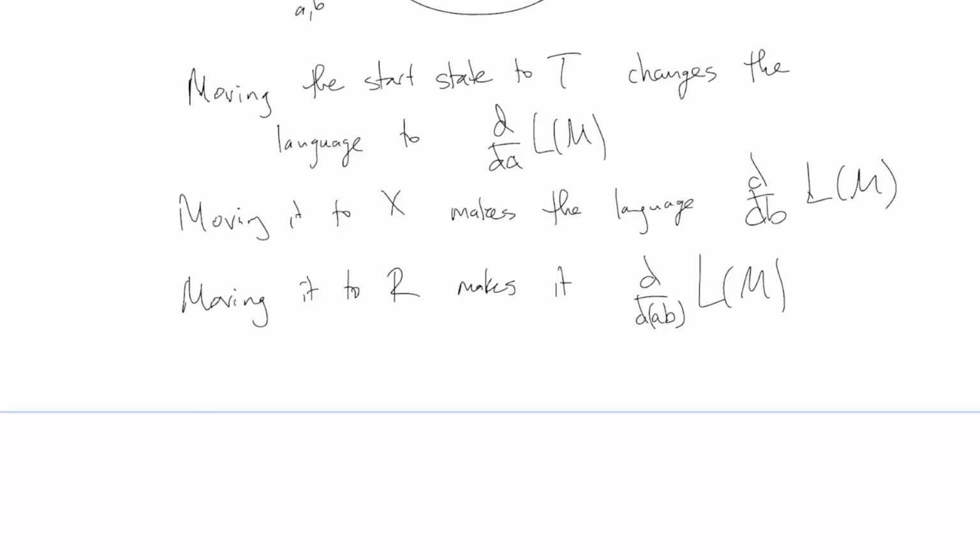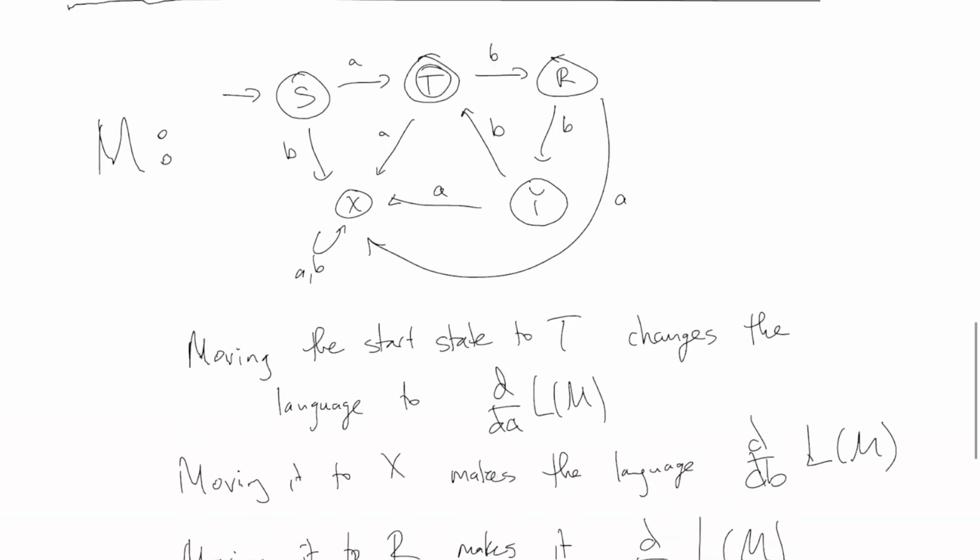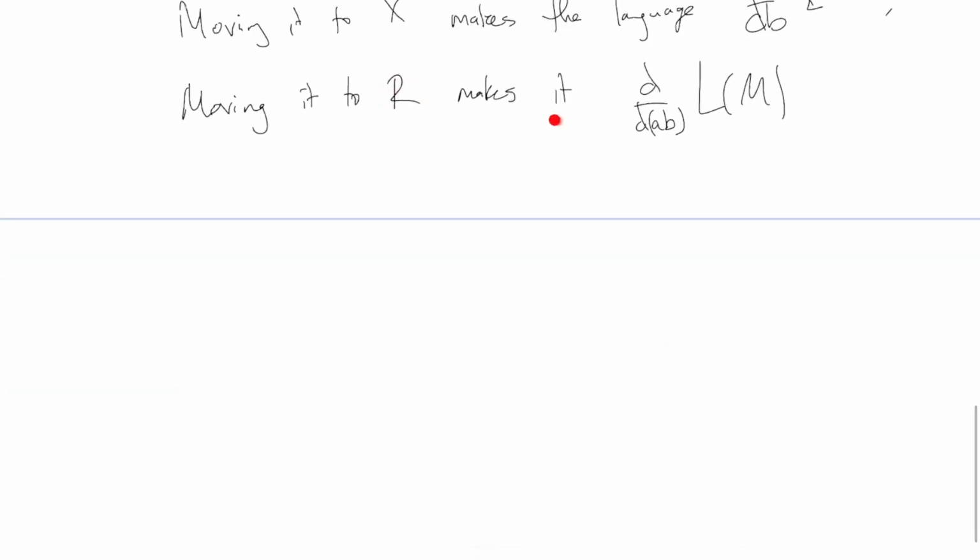Now, in this particular example, here's something interesting. Moving it to R makes it into this derivative. That's why AB? It's because the way to get to R from S is to go A and then B, right? That's why it was AB. But consider this. I could also go to R in a somewhat stupider way by doing A, B, B, B, B. AB to the fourth also lands me at R, all right? What that means is moving the starting state to R makes it this, and also this, d over d (AB to the 4).